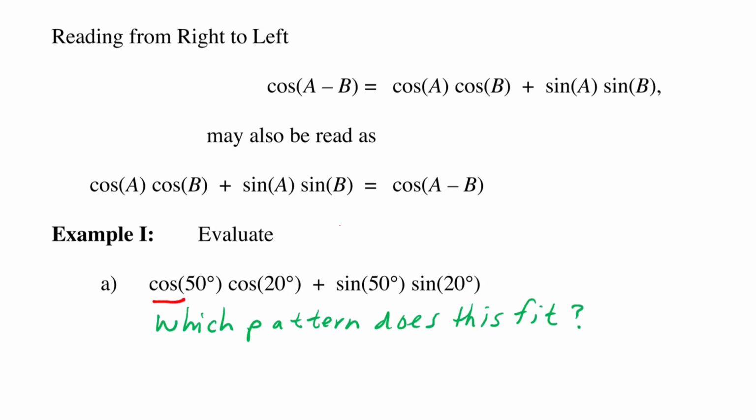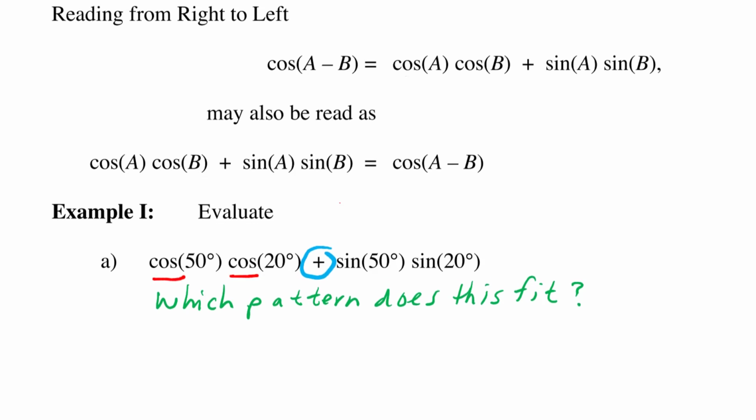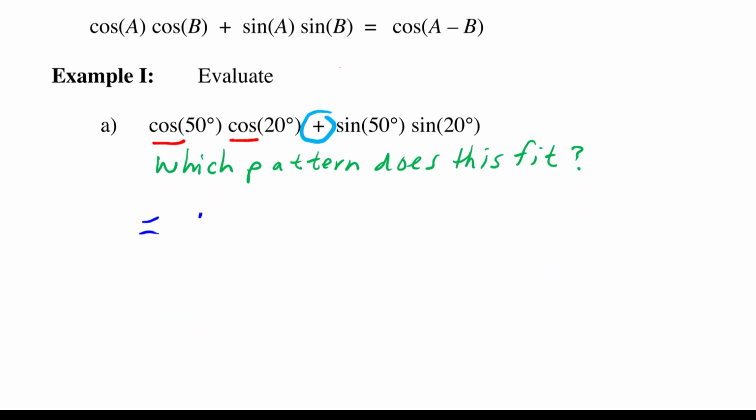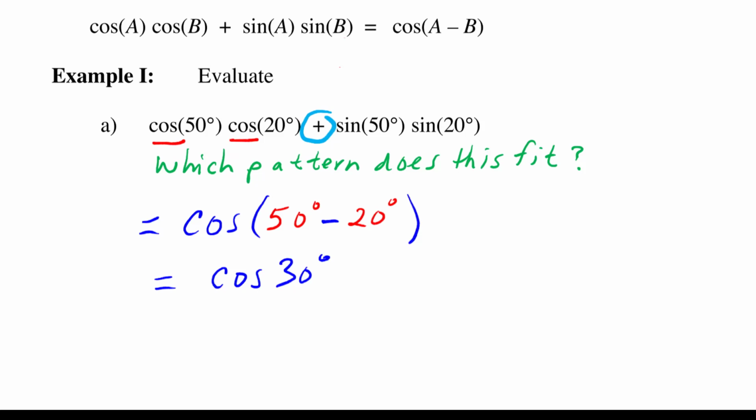Here we see cosine of 50 times cosine of 20. Well, that's cosine cosine. And plus. Well, this pattern fits the cosine of, not a sum, but a difference. Remember, for the cosine, the plus and the minus are opposite. Inside, plus outside, minus inside. And we just use the angle measures that we see there, 50 degrees minus 20 degrees. That simplifies to cosine of 30 degrees, and we know that value is square root of 3 over 2.